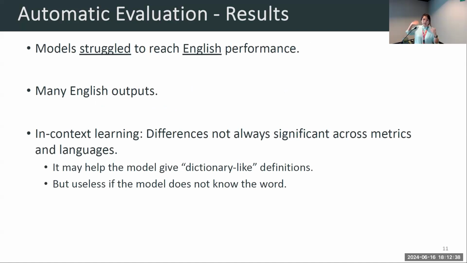And for the results, I'm not putting any tables because we don't have time. Basically what we saw is that models did struggle to reach the same performance as in English. That was sort of expected. And many of the outputs were in English. For in-context learning, we usually expect that if you give more shots, that should help. But with our results, that was not very clear. Differences were not always significant across metrics and languages.